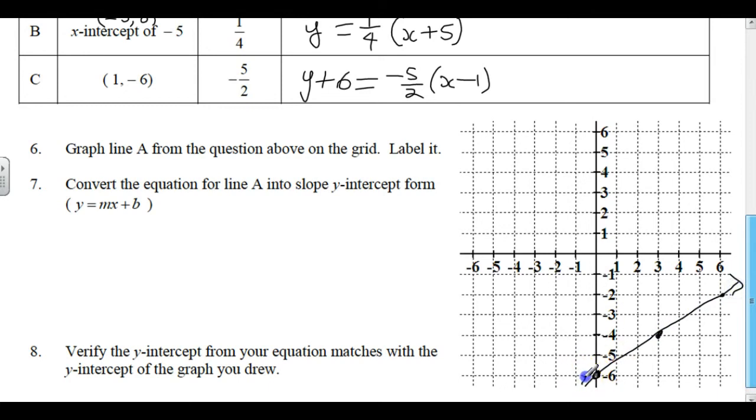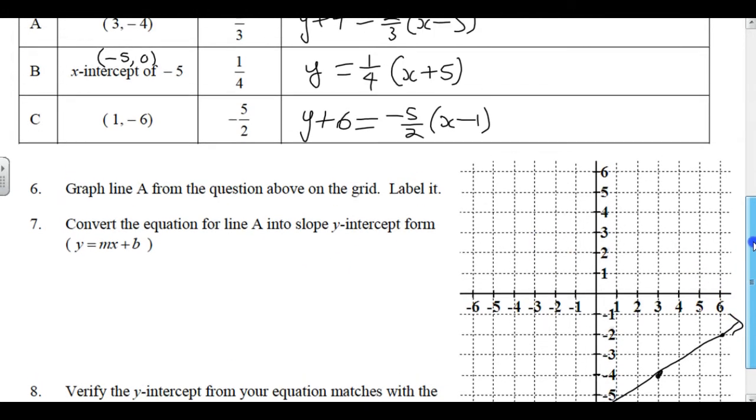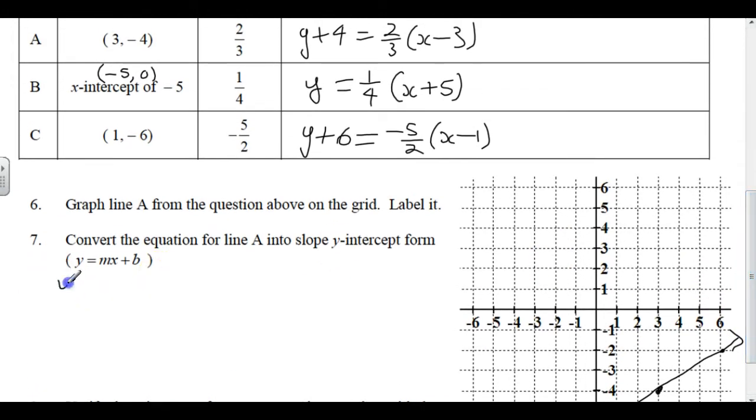And there's the line with arrows. Remember, just because we don't draw arrows on stuff because it's not easy in the graphing software we use, doesn't mean that you don't. Convert the equation into slope y-intercept form. Well, okay, so to convert, let's start with the equation.